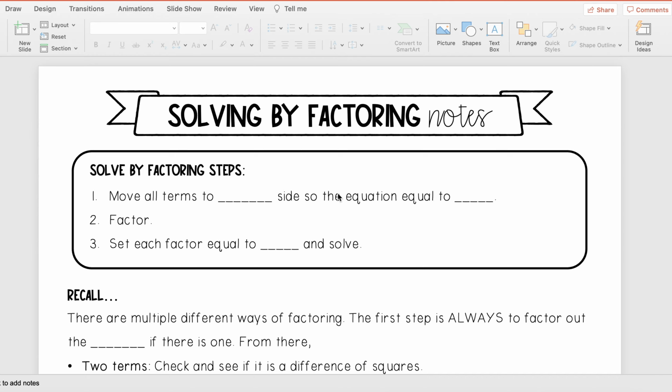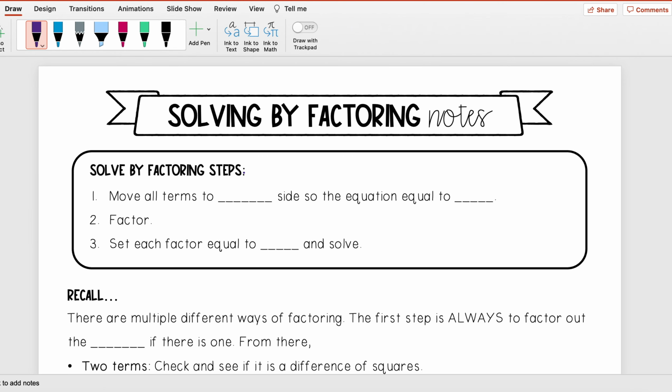And so the solving by factoring steps: first, we're going to move all terms to one side of the equation, so the equation is equal to 0. We are going to factor that side, and then we're going to set each factor equal to 0 and solve. And so this last step is what we already did with the zero product property when we were solving already in factored form. But now we just need to do steps 1 and 2 first.